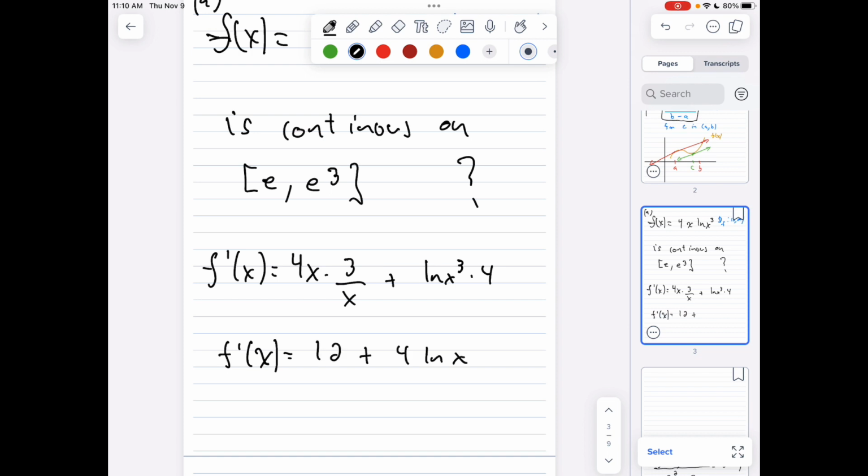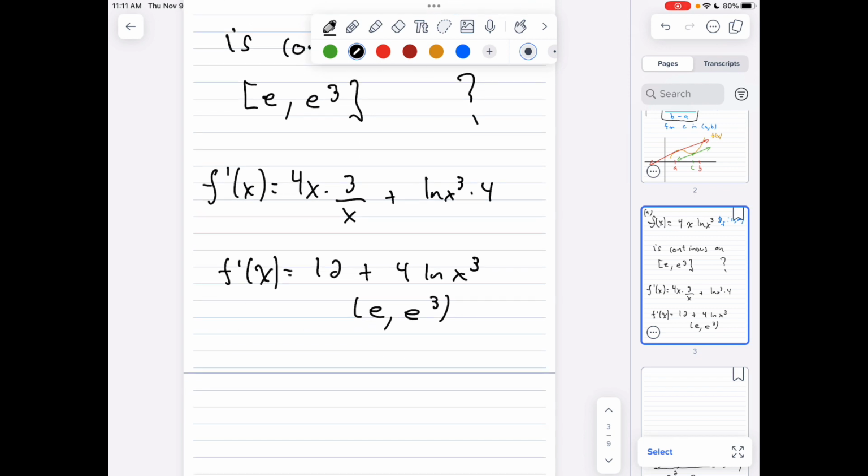So your derivative here, if you simplified everything out, would be 12 plus 4 ln of x cubed, with the 4 in front. When we say it's differentiable on that open interval, can I plug in any number from e all the way to e to the third, not including those endpoints? Yes, there's nothing wrong here. The only issues would be if x was negative or 0, because ln doesn't take those values. So we're good.